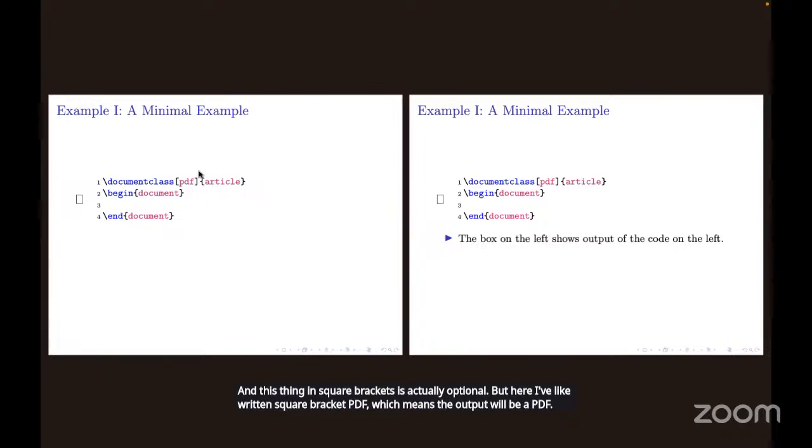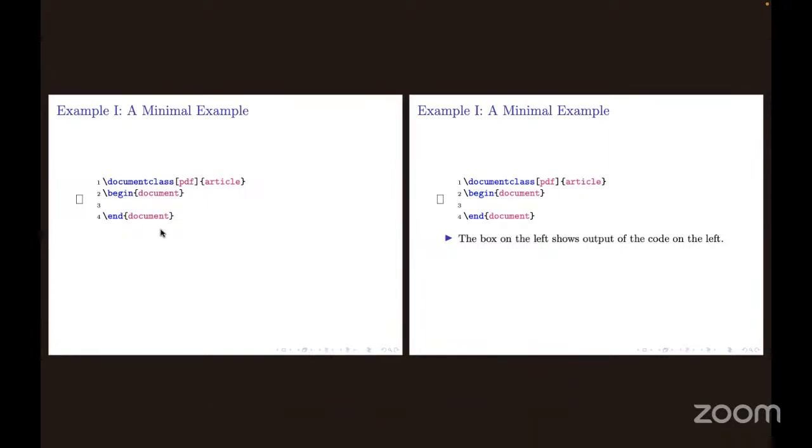And then every LaTeX document has to contain this begin document and end document. If it doesn't contain it, it's not going to run. It's not going to produce an output. So in this case, if you look at this example, it does nothing, right? Because there's no content inside this begin document and end document. What's inside the begin document and end document will tell us what's going to happen.